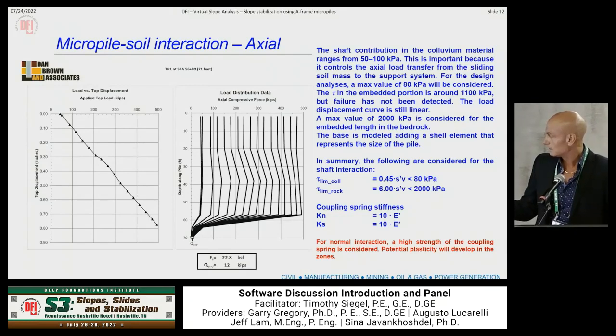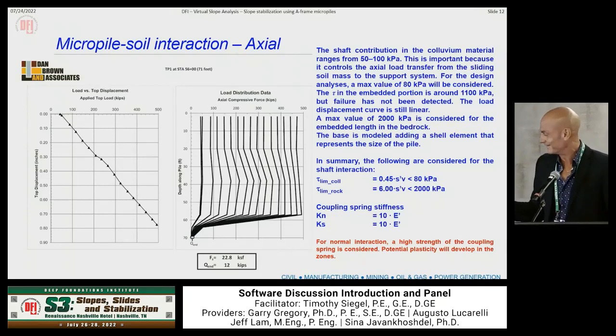0.45 sigma prime V with a limit of 80 kPa in terms of bond strength for the casing, and then 6 sigma prime V less than 2,000 kilopascal. Sorry, I'm using SI units.